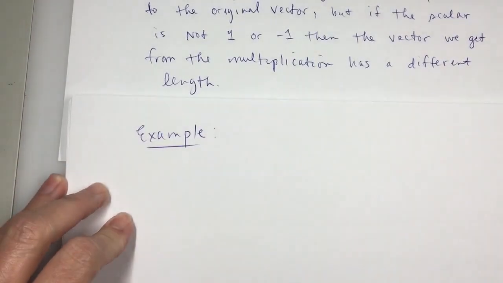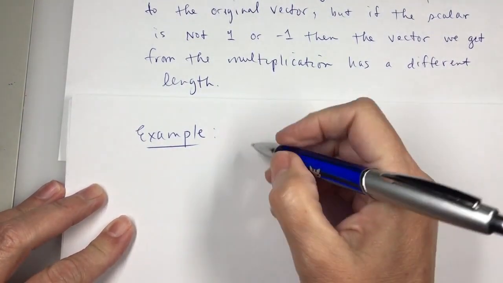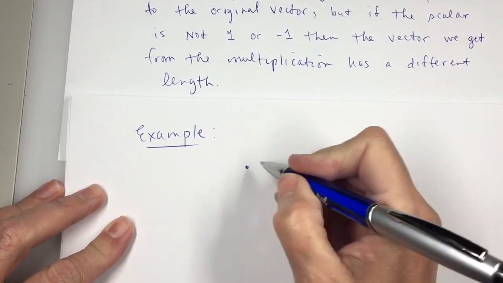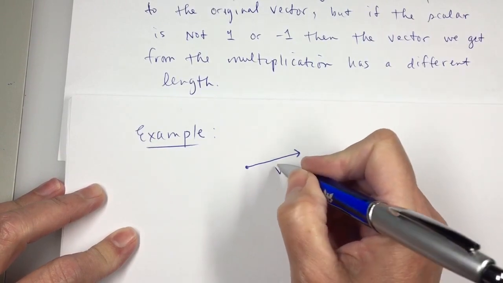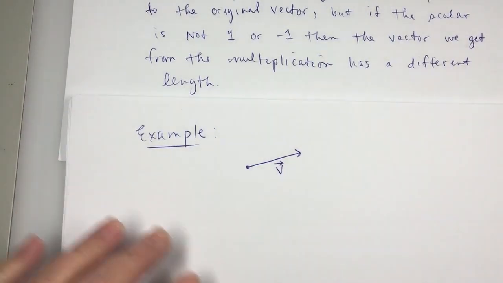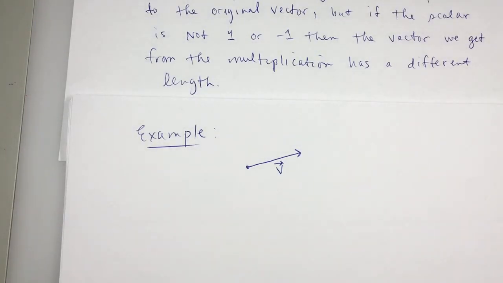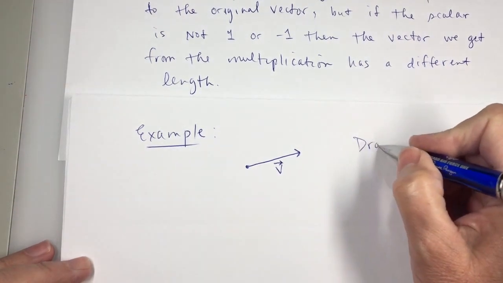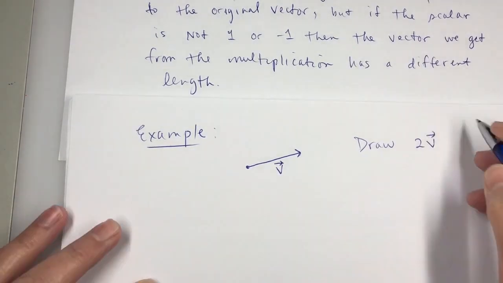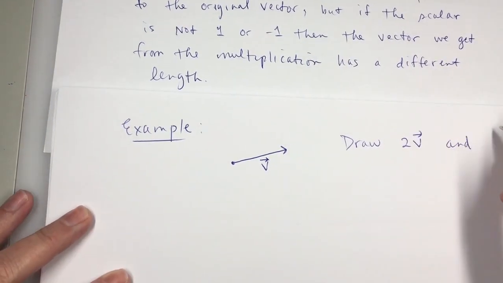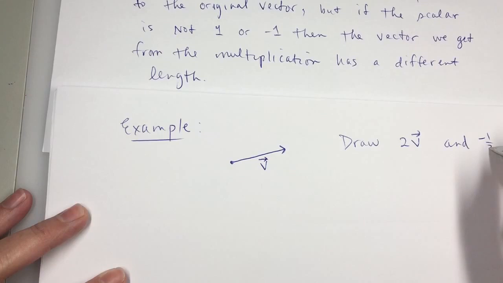So suppose this is vector V. I want to draw 2 times vector V, and draw negative 1/3 times vector V.